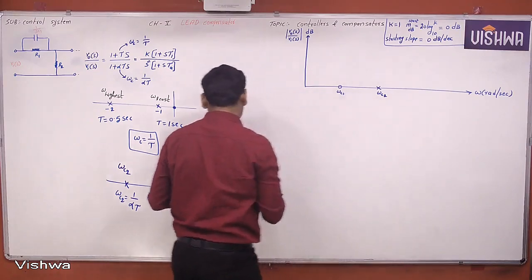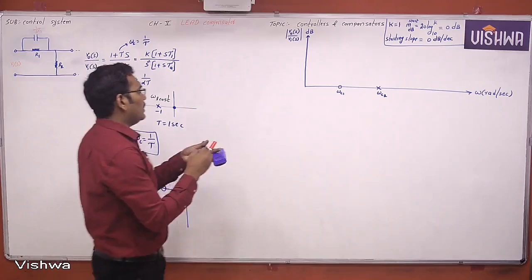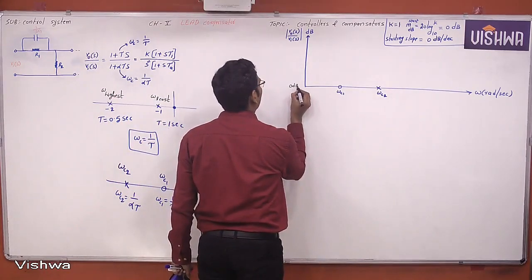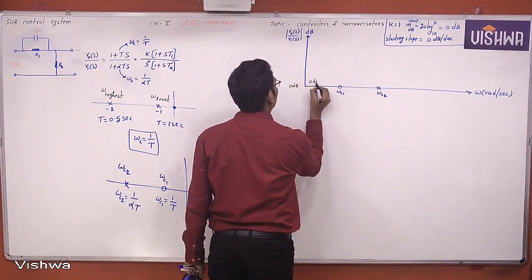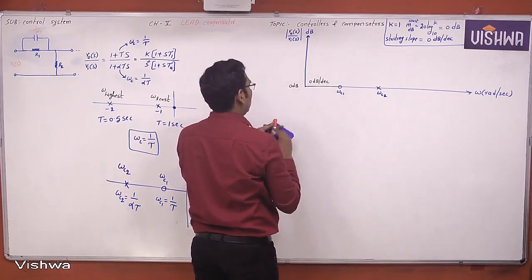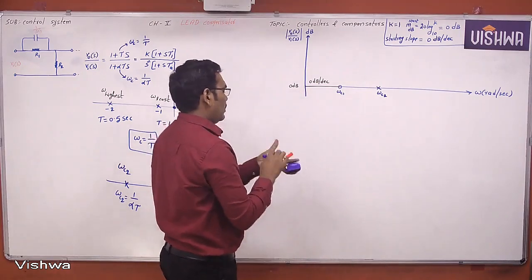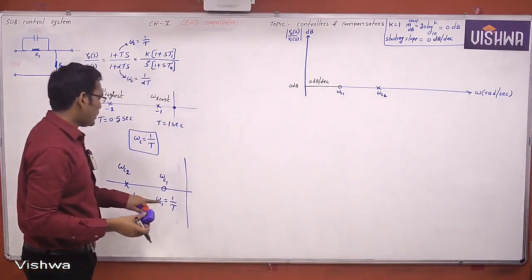Now, the starting magnitude is 0 dB. Starting magnitude means 0 dB here. The starting slope is 0 dB per decade. This is 0 dB and this is 0 dB per decade. Now, this 0 dB per decade is up to the first corner frequency.